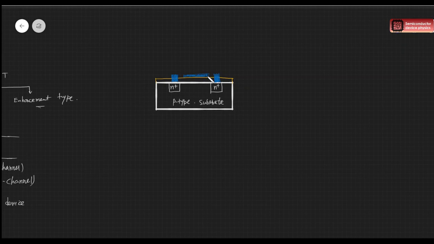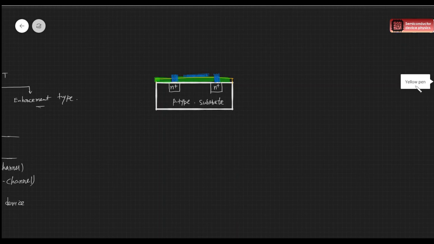It is not directly on top of the substrate. You can see in between we have the oxide. That's why the resistance between gate and substrate is very high. That's what we call the input resistance, and it's very high.